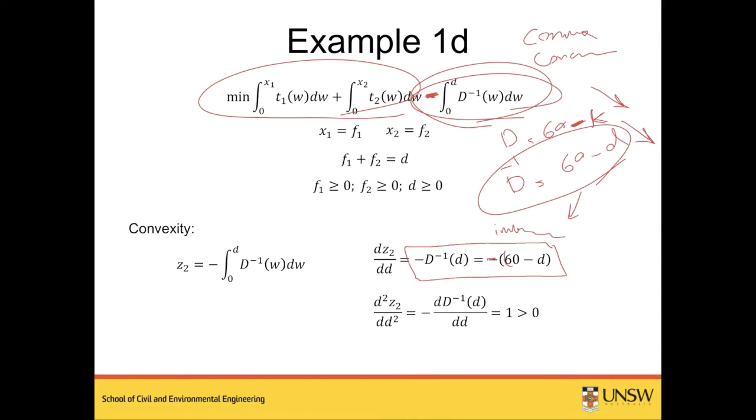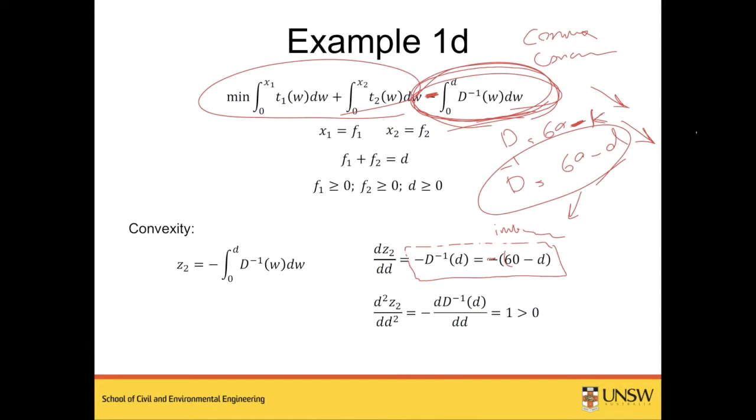Got it. I was trying to take the derivative with respect to D. We need to take the derivative of this whole integral. The second derivative of the whole integral must be positive. So this term is to show that this is a convex function. This is a convex term.